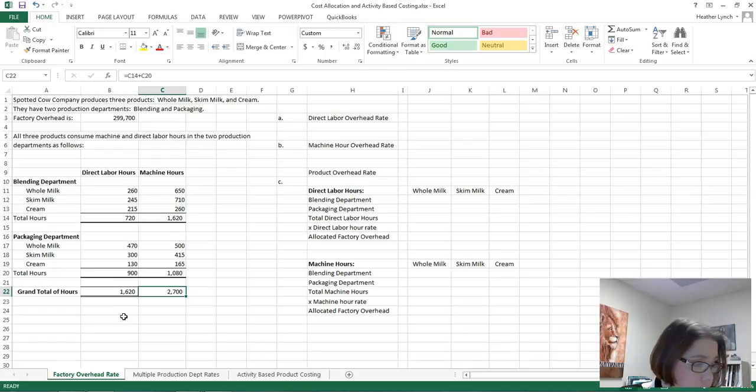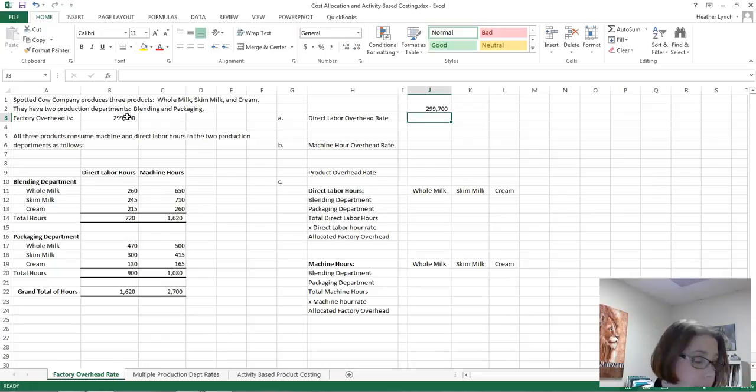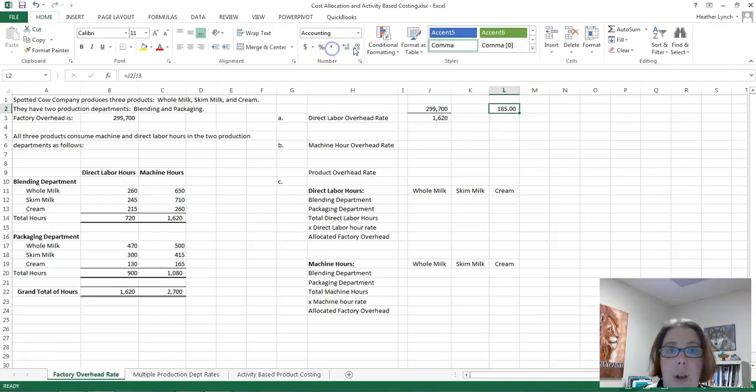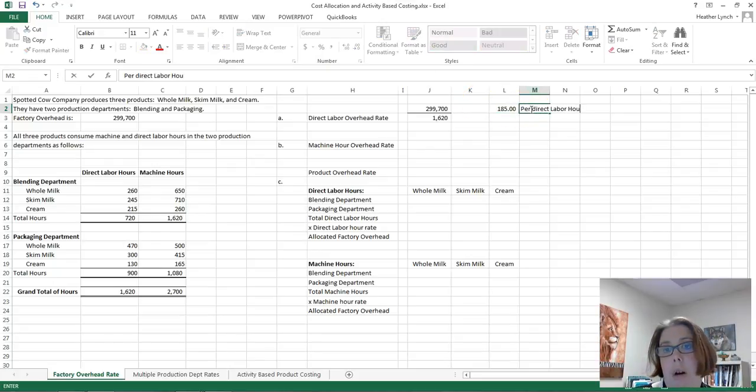So the first thing that I want to do is look for the direct labor overhead rate. To do that, they tell us that our factory overhead is equal to 299,700. And what I do is I divide that by the total direct labor hours that were consumed. By doing that, I can divide these out, and you get $185. I'll go ahead and bring that out per direct labor hour.